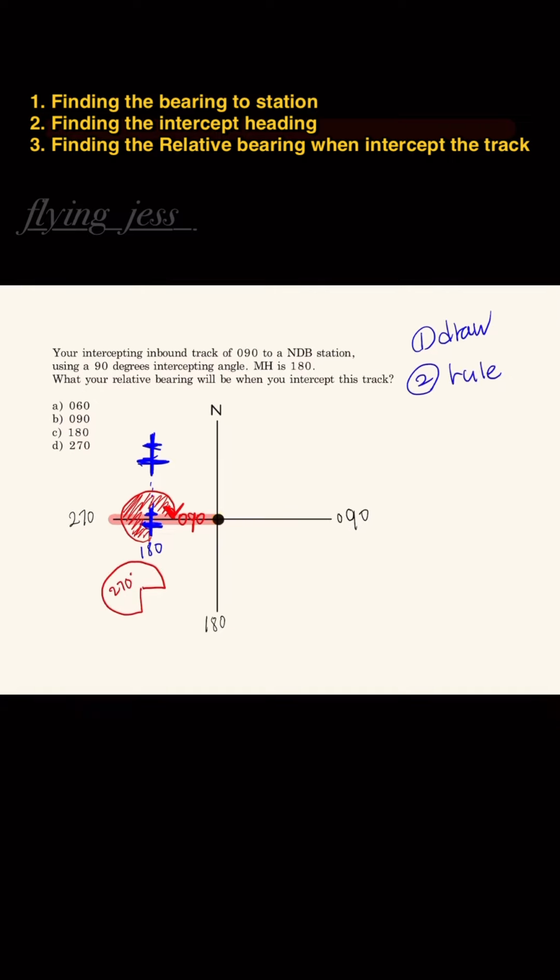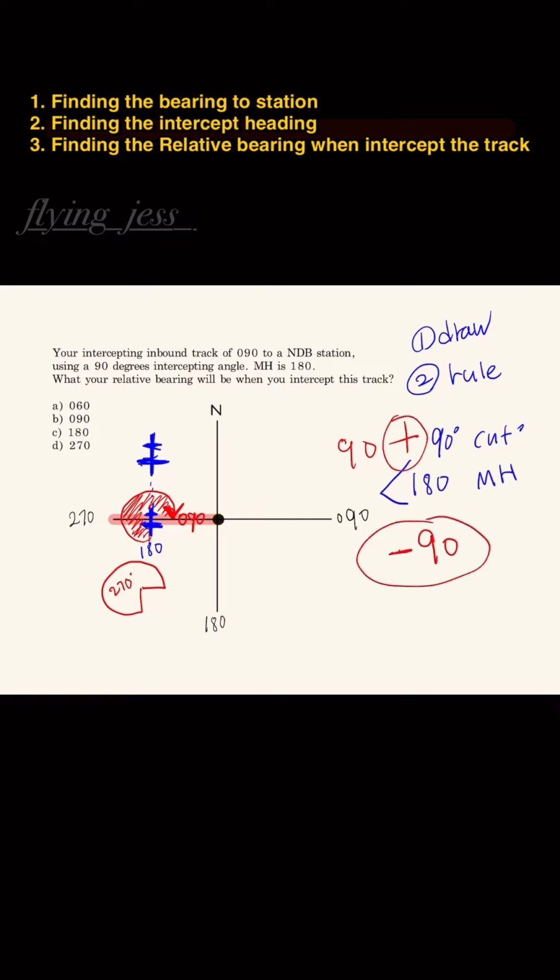Second way, without drawing all this work. We know we had to add 90 degrees of cut angle to intercept the 090 because my heading is greater than the track I am intercepting. If I had to add the cut angle to intercept, we always need to do the opposite to find the relative bearing when we intercept the track. So in this case, I know I need to subtract for this question.